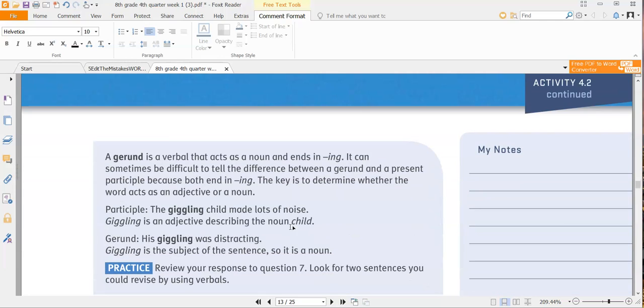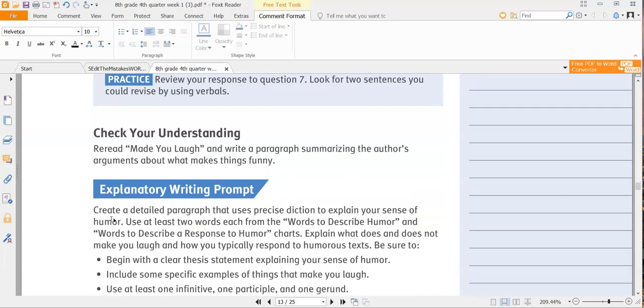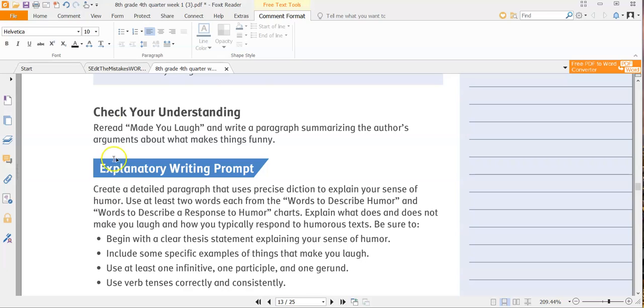So what you're going to do is look for two sentences you could revise by using verbals in your question number 7. That's what it wants you to do to practice, all right? Then for the check your understanding section, it wants you to reread Made You Laugh, which is the essay that you read, and write one paragraph summarizing the author's arguments about what makes things funny. So that's fairly easy to do.